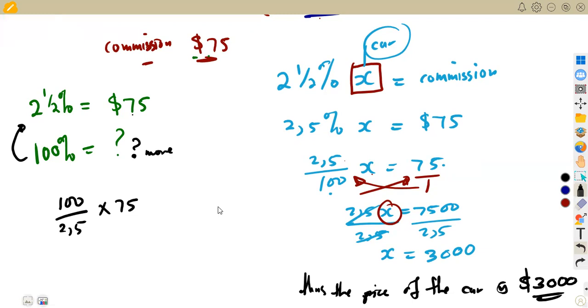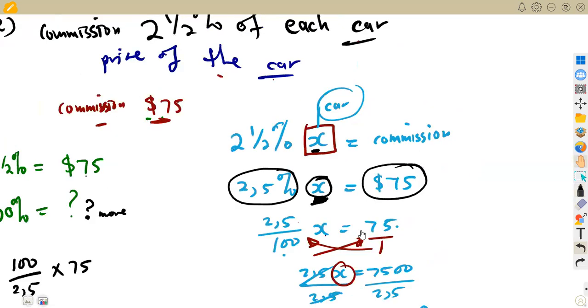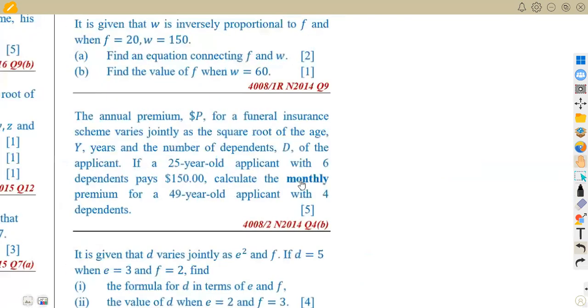That is how we can play around using simple proportion, or you can refer to this part to say, I know that this amount was taken as 2.5 times the price of the car. So I do not know the price of the car, but I know the equivalent after multiplying by 2.5. I know what I'm going to obtain, that it's 75, which is my commission. So from there, I can calculate the value of X, which is representing the price of the car. So you can work it out any way of your choice. So that was all about this question here.